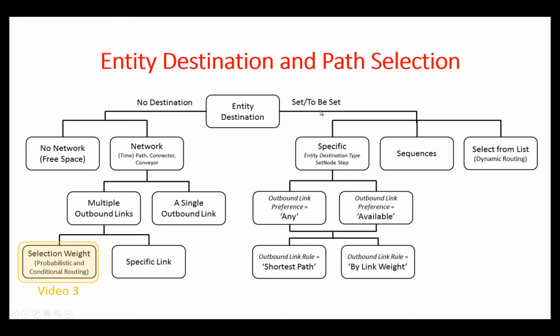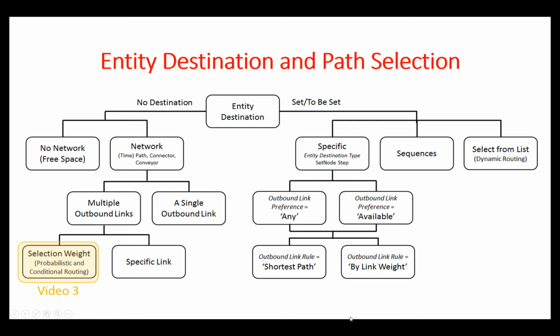So the second general case that we talked about in the second video of the module was the case where the destination node of the entity is set. So in this case, we talked about how we can use a set node step or the entity destination type property to specify the destination node for our entities. So we talked about outbound link preference and outbound link rule and the different situations that can happen based on the choice of these two properties.